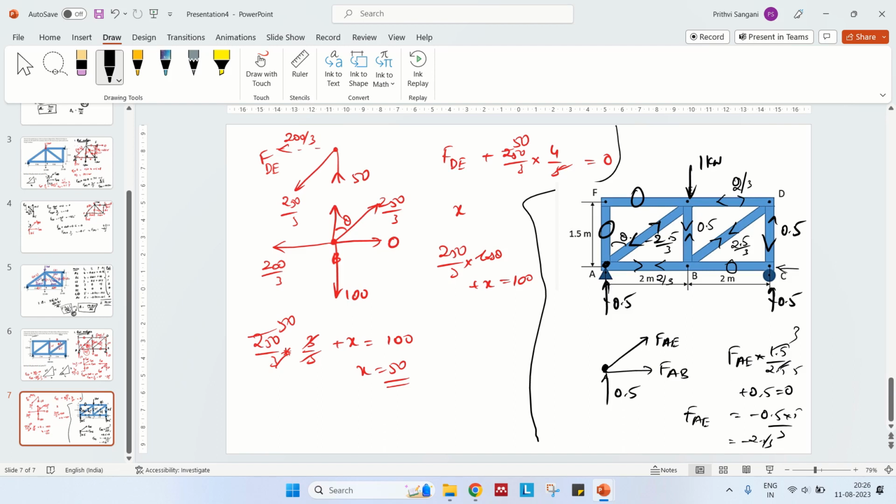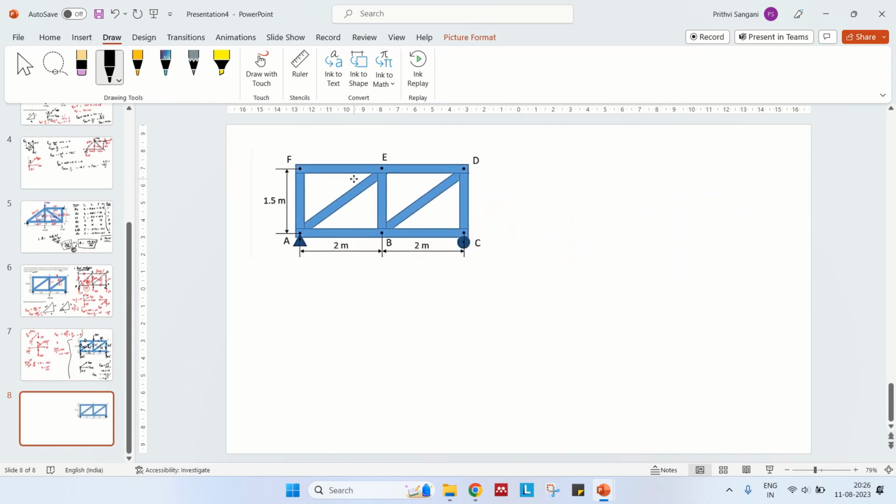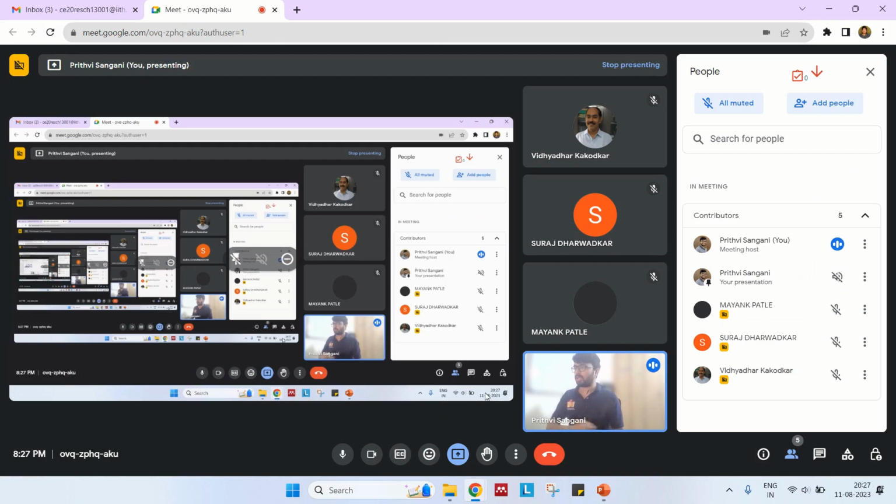Let us summarize these values. I hope it is clear, right? I think you can find it out, right? Vidyadharji, I think Suraj and Mayank, you can find out those unit loads.